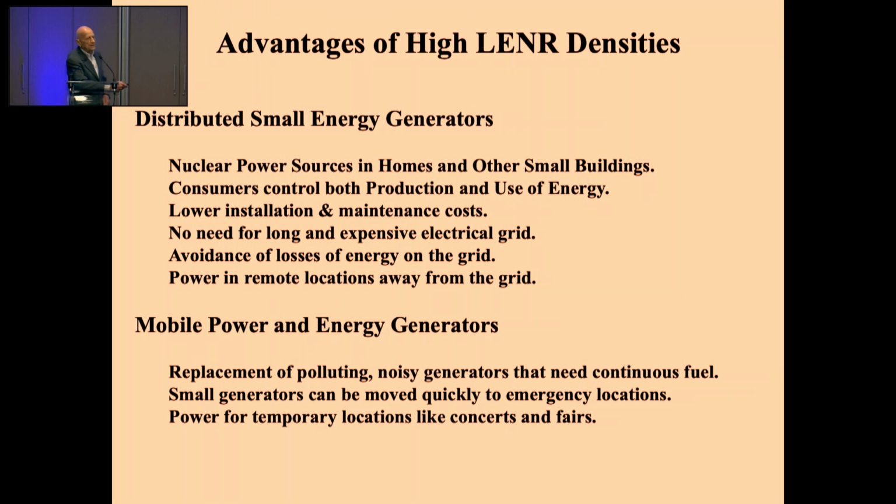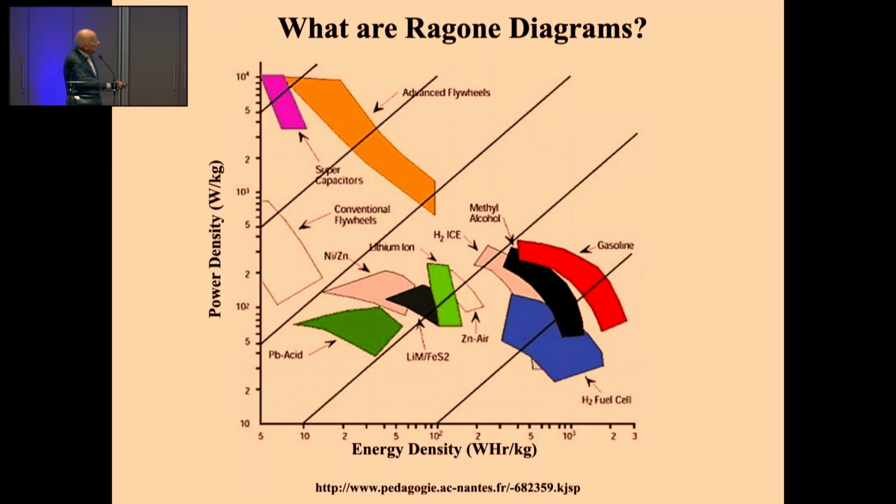So the reason I'm offering you this review paper is because I think the high power and energy densities that are likely to be available from commercial LENR generators are going to be incredibly important. Now, to remind you what a Ragone diagram is, you have energy density in watt hours per kilogram on the horizontal scale, the logarithmic scale, and power density, watts per kilogram on a vertical scale. And this is a well-known diagram.